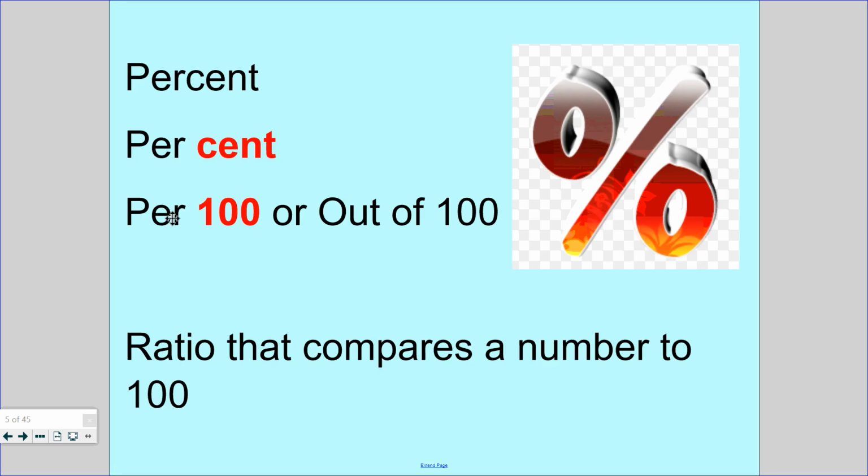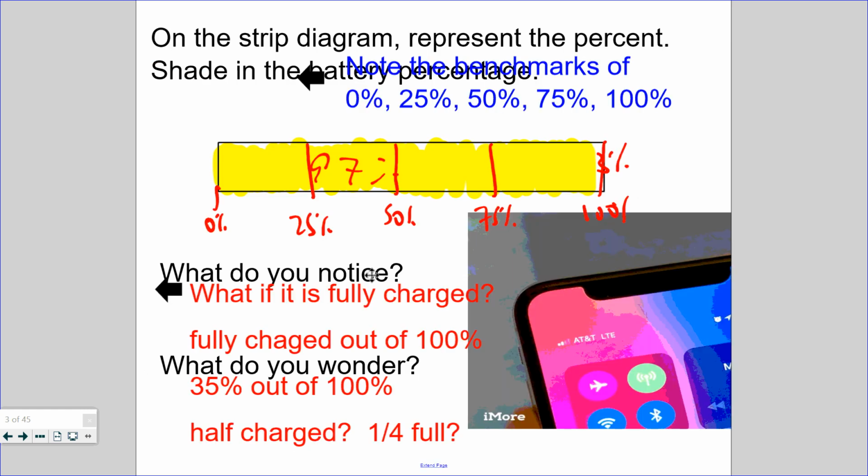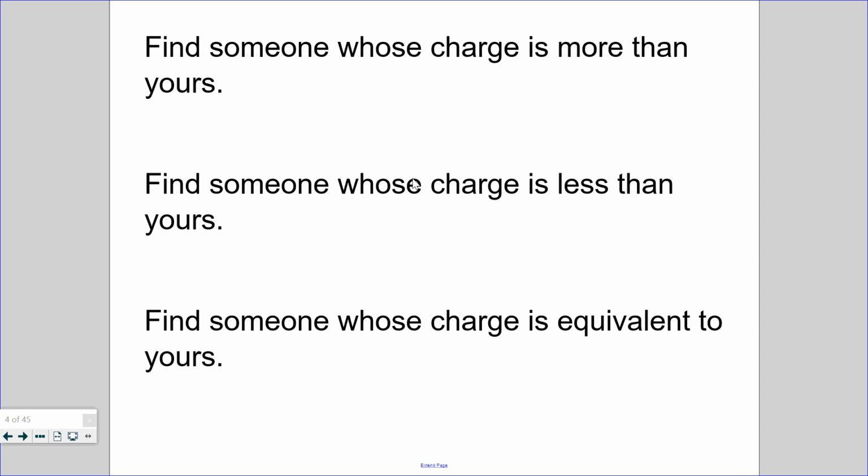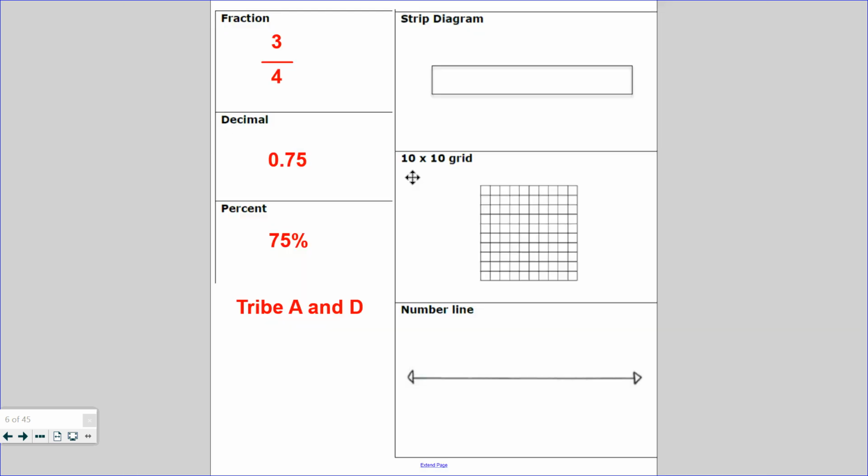So a percent is out of 100. Percent comes from the words out of 100. Per means for every 100, for each 100. So it compares a number to 100. So if you look at our strip diagram, we are comparing 97 out of 100. That's what percent is. So what you're going to do now is each tribe will be assigned a different equivalency.